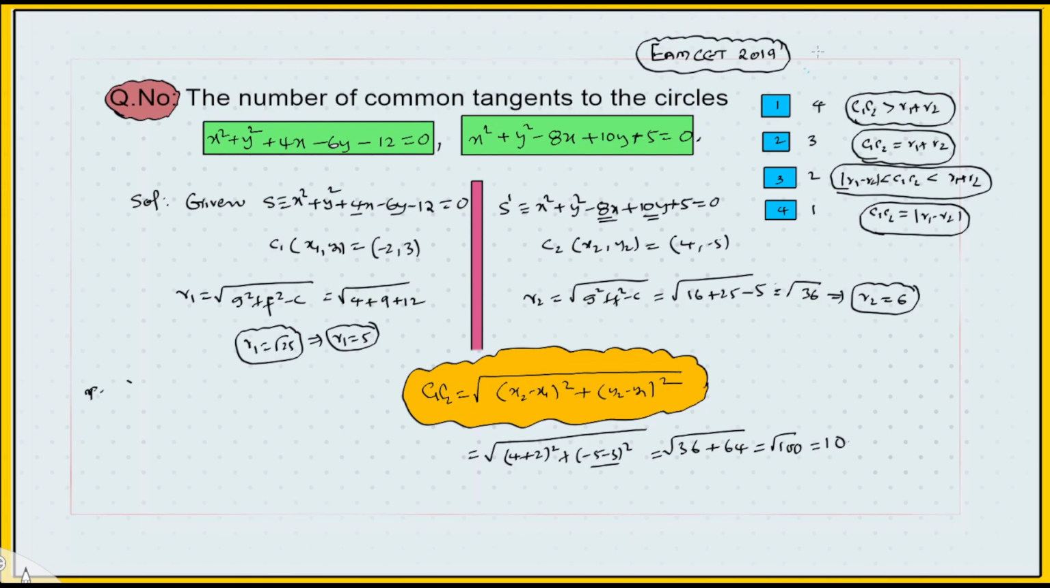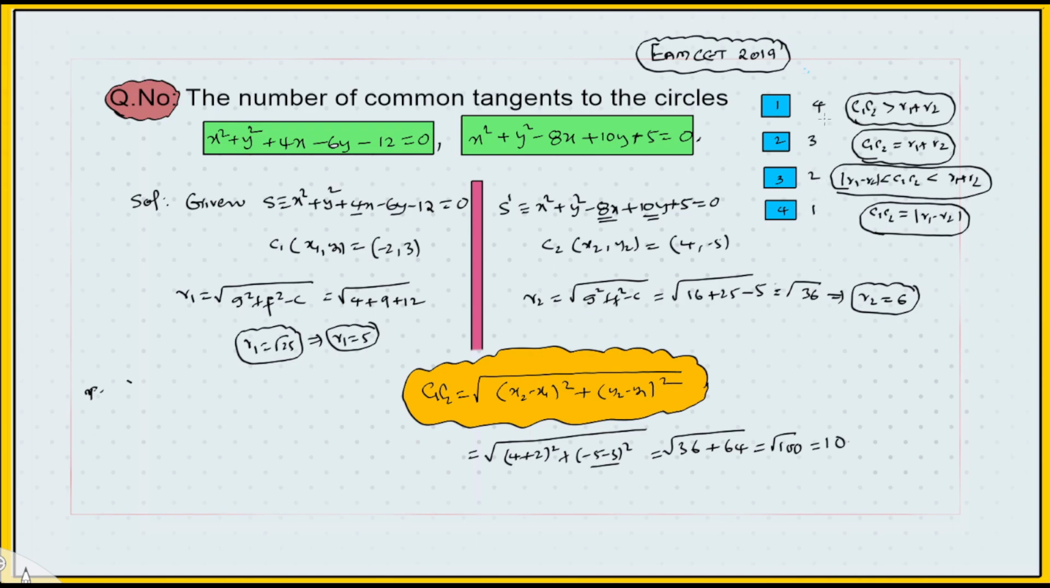Now next is PYQs. Eamcet 2019 AP question. The number of common tangents to the circles. So here two circles are given. We have to find the number of common tangents. So four options are given: 4, 3, 2, 1.